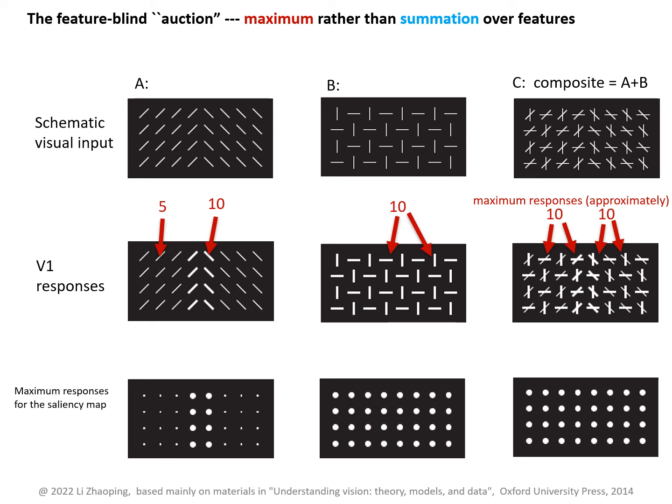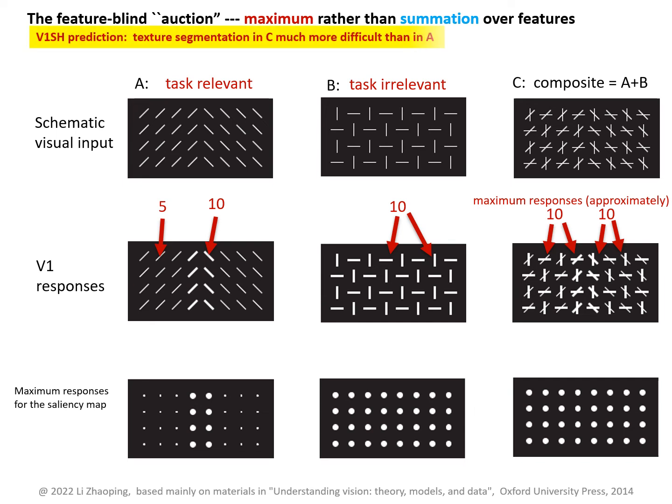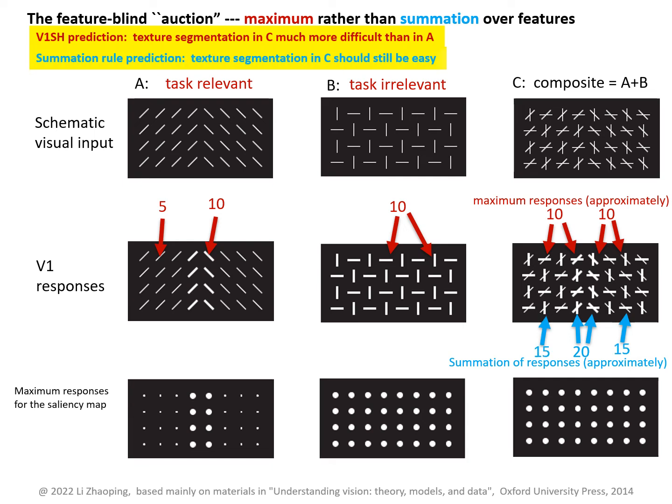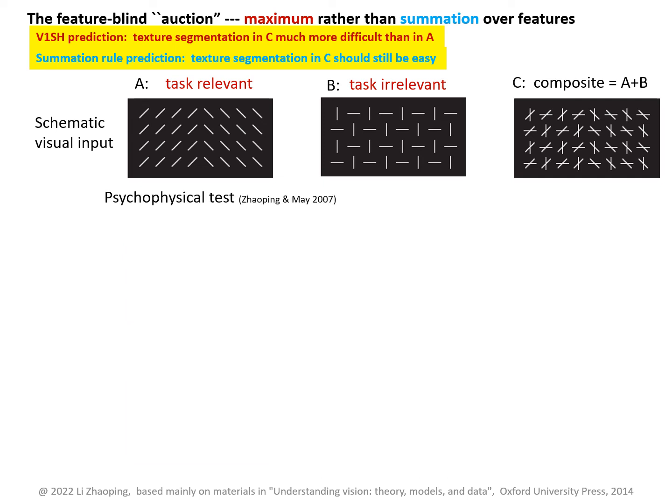For segmenting the left texture region from the right texture region in the composite texture C, the input component texture A is relevant, but the component texture B is irrelevant. So therefore, by VSH, the irrelevant component B interferes with texture segmentation. If saliency is determined by summation over neural responses at each visual location, then the response to each border location will be 20, and the response to a non-border location will be 15. And this would make the texture border locations still the most salient, making the texture segmentation easy. The predictions can be easily tested psychophysically.